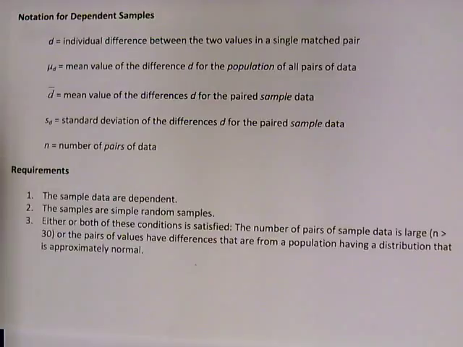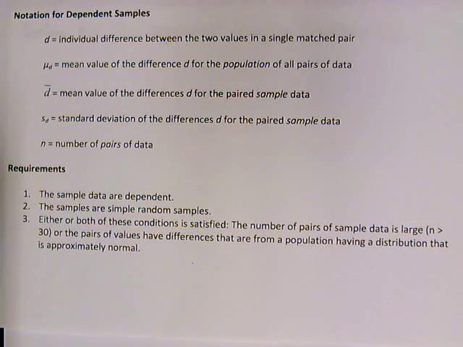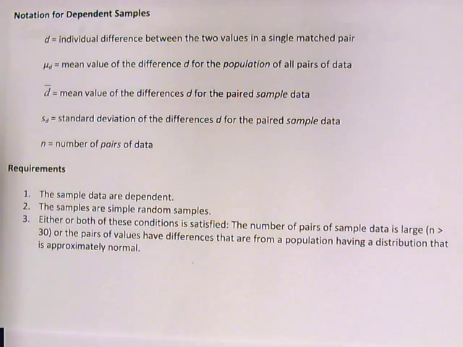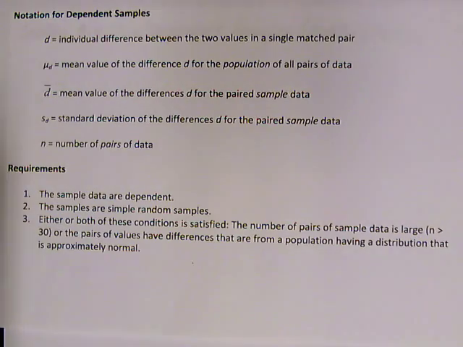Now, there are three requirements when you're testing a claim or doing a confidence interval. Number one, the sample data are dependent. Okay, I've already talked about what dependent means: that you have a relationship where each value in one sample is paired with a corresponding value in the other sample. Number two, simple random samples. The samples have to be simple random samples. In other words, samples of the same size have an equal chance of being selected.